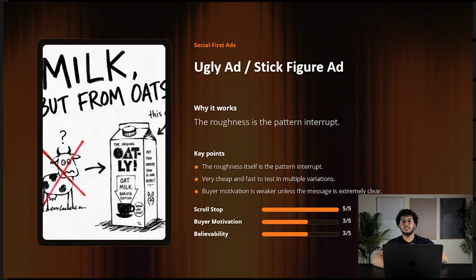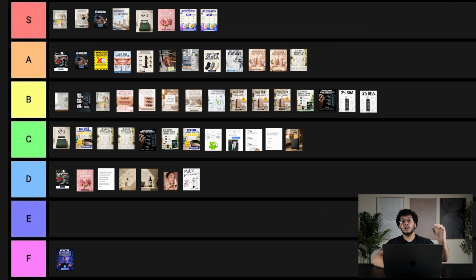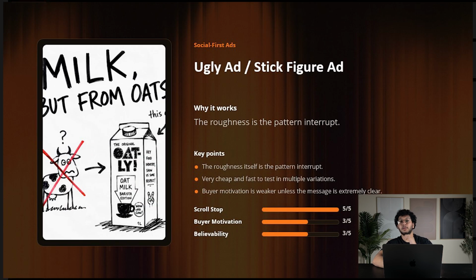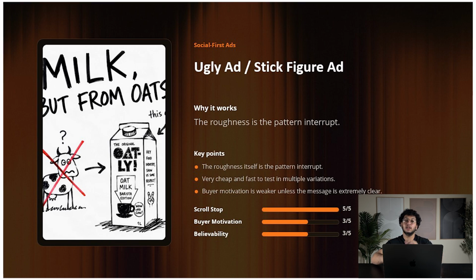D tier. Next is the ugly ad. Ugly ads are D tier. I know these can stop the scroll, but stopping the scroll is not enough. A rough sketch or ugly layout can get attention, but often lacks buyer motivation, unless the message is extremely clear. The viewer just thinks that's weird and keeps moving. So I'd use ugly ads as tests, but not as a core strategy.